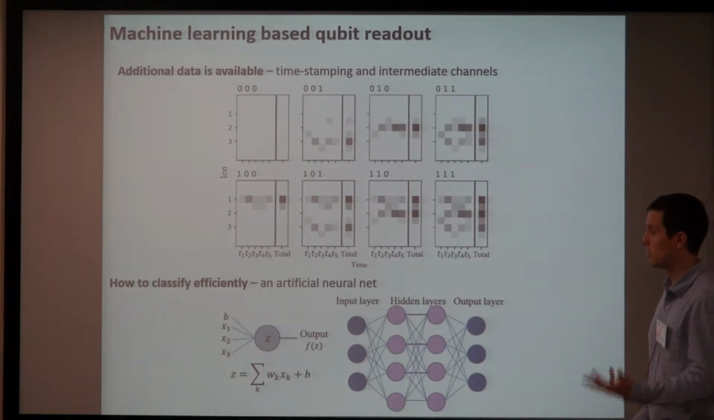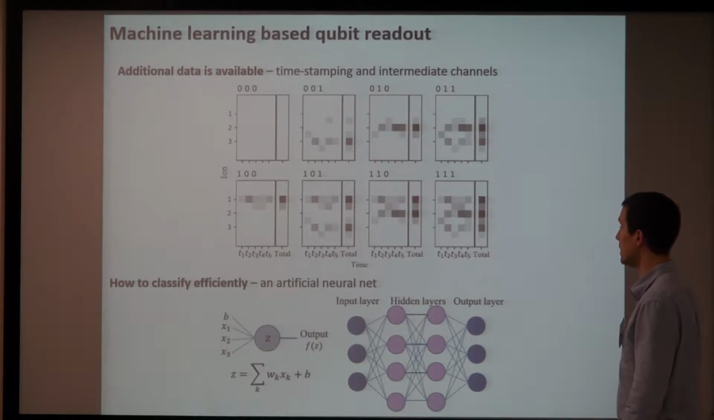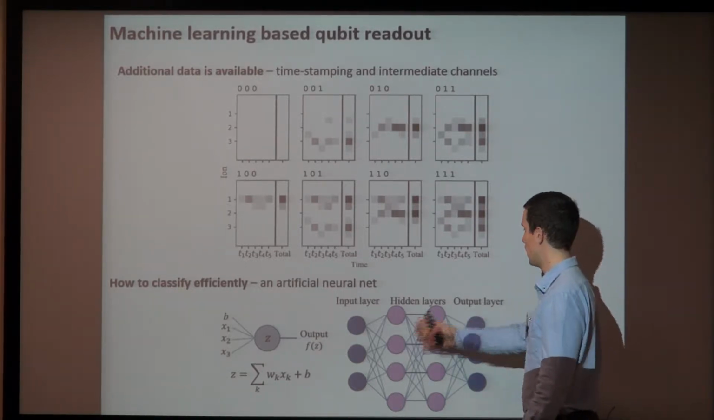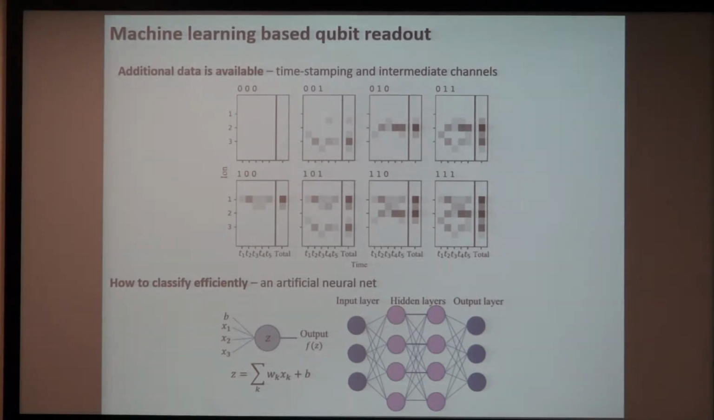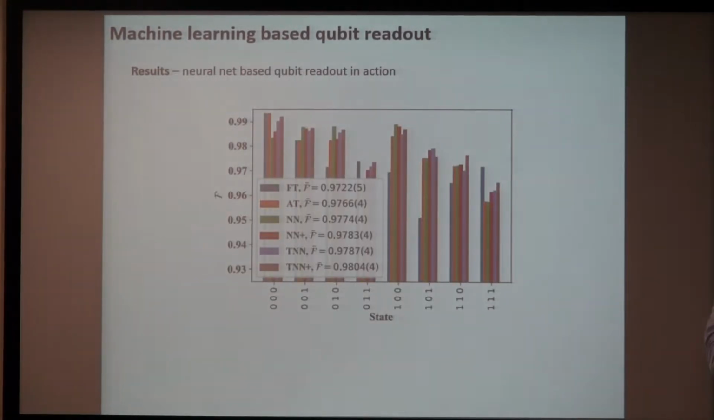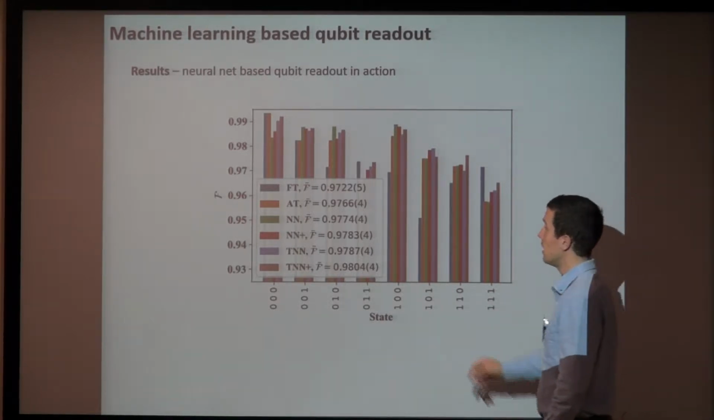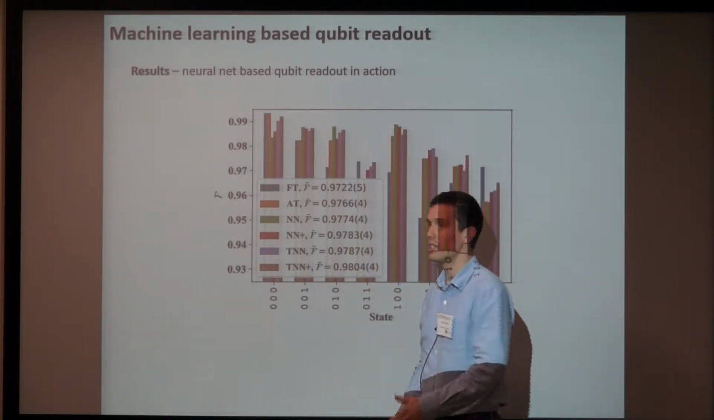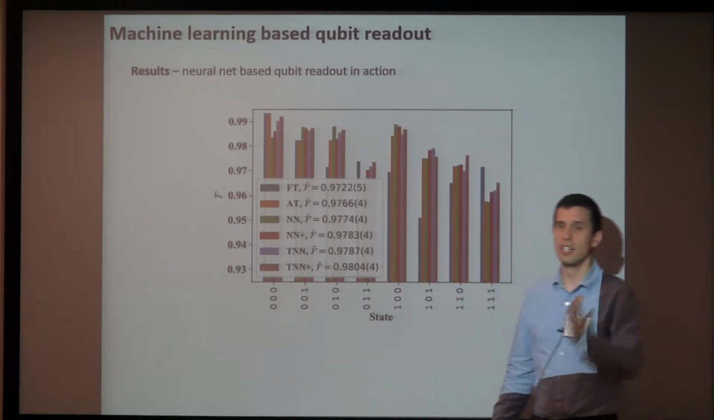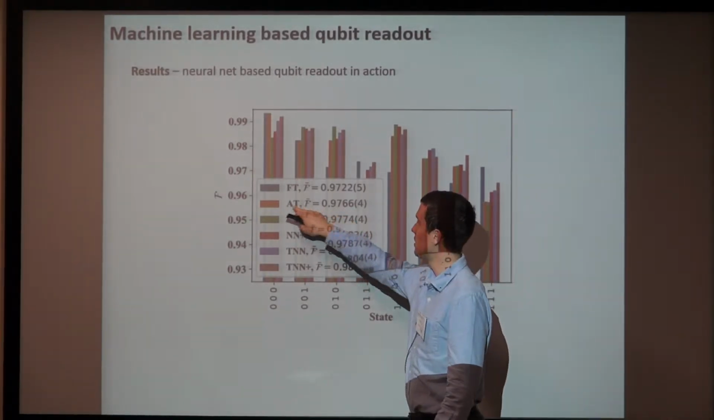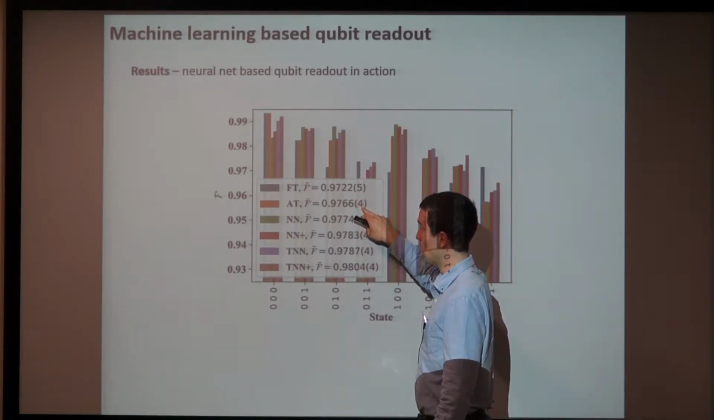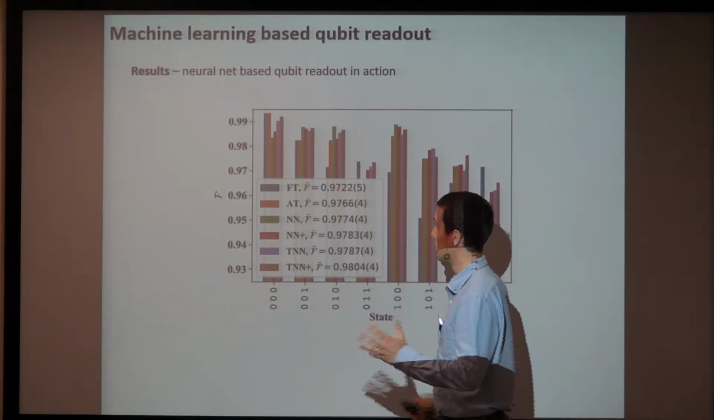We took some training data, optimized this neural net, and then used some separate data to see how well it performs. We used several different methods to compare how this works. This is for 3 qubits. FT means fixed threshold. It's the very simple method of deciding that this many counts means bright and this many means dark. Adaptive threshold means you look at what the neighbors are doing to infer a little bit about the crosstalk.